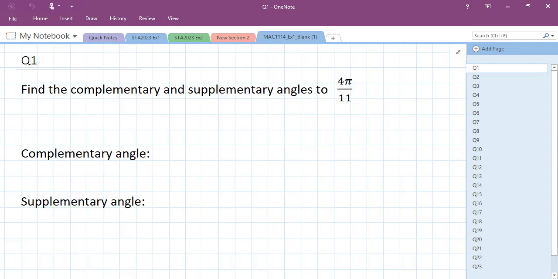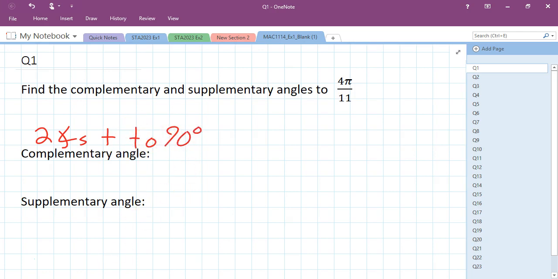All right, so we got our 25 questions that we're going to go through. The first ones are all about complementary angles and supplementary angles. What do we remember about complementary? Complementary adds up to 90. So two angles add to 90 degrees.